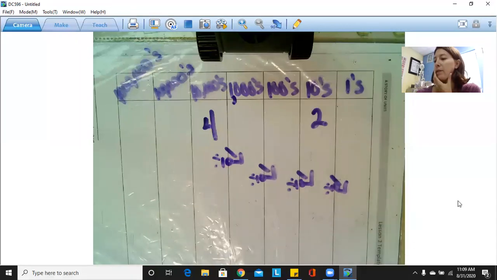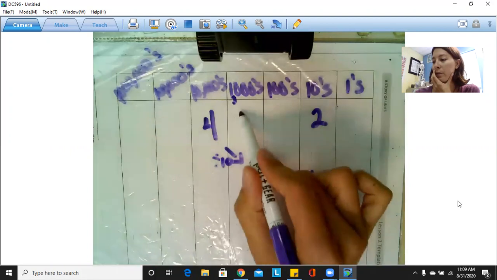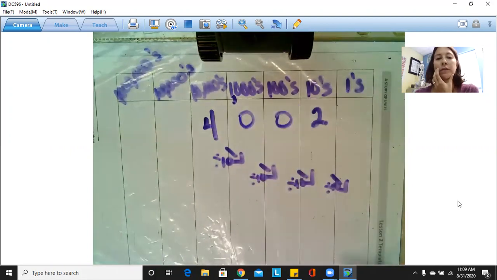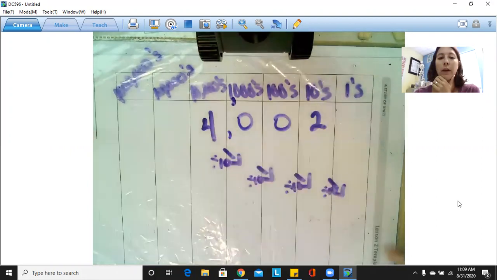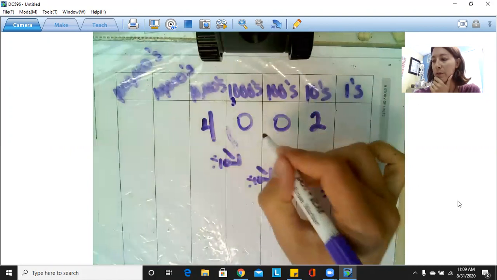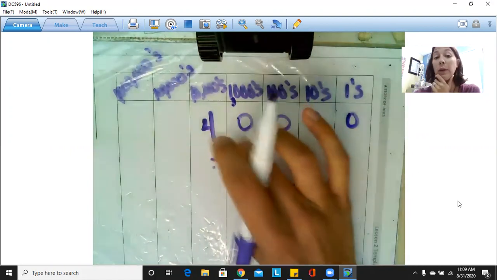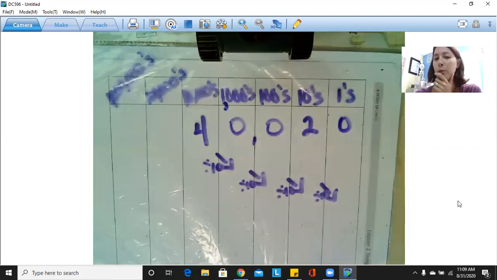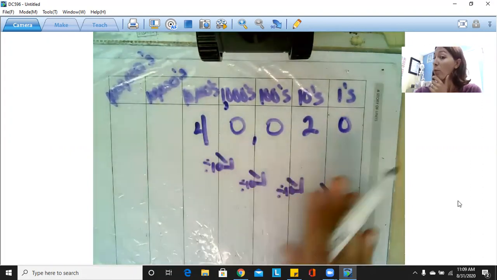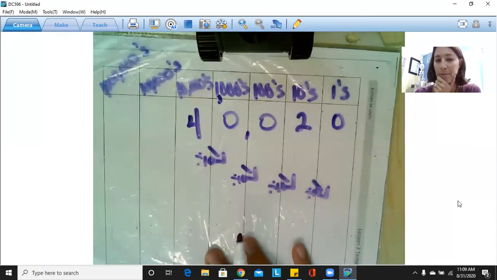If we think about this number, we have 4 10,000s and we have 2 tens. We have 0 thousands and we have 0 hundreds. So the number that we're really working with is 40,020. That's the number that we're really working with. So what we're doing is we're really unbundling each of these numbers and moving it to the right on the place value chart because we're decreasing its value by 10.